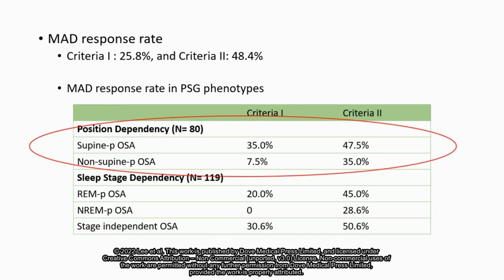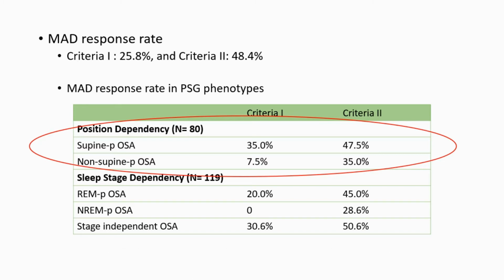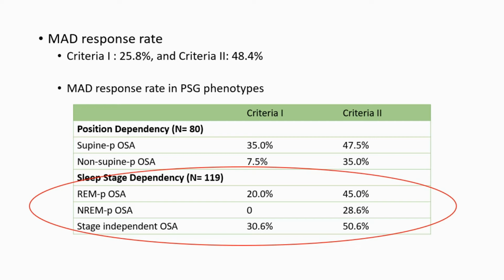The response rate was higher in supine predominant OSA compared to non-supine predominant OSA, and supine predominant OSA was associated with MAD response in criteria 1, while the sleep stage dependency was not associated with MAD response.